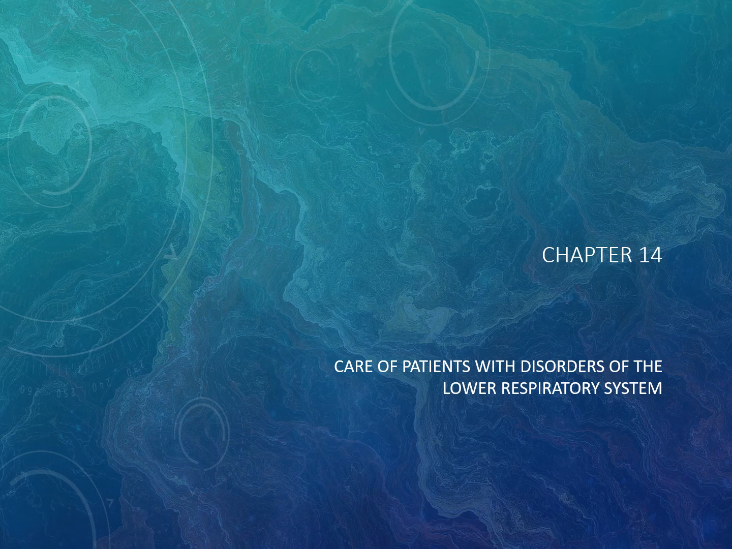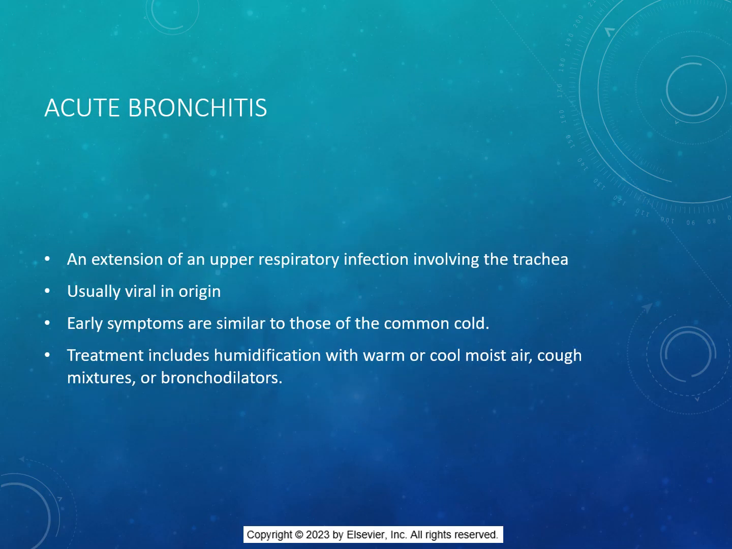This recorded lecture will be going over Chapter 14, Care of Patients with Disorders of the Lower Respiratory System in the MedSurg textbook. Acute bronchitis is often an extension of an upper respiratory infection involving the trachea. This is known as tracheobronchitis.